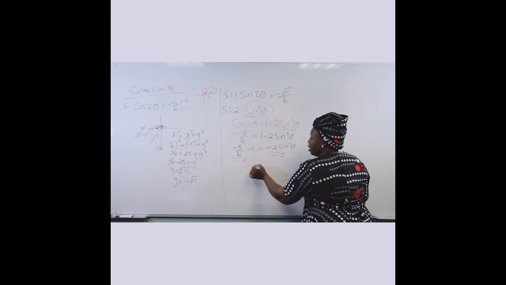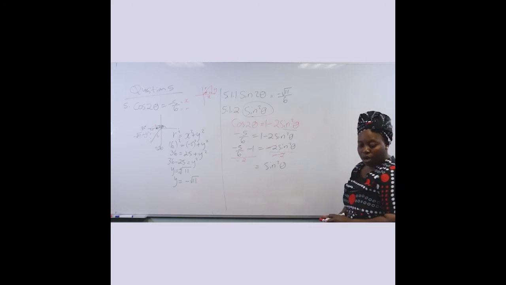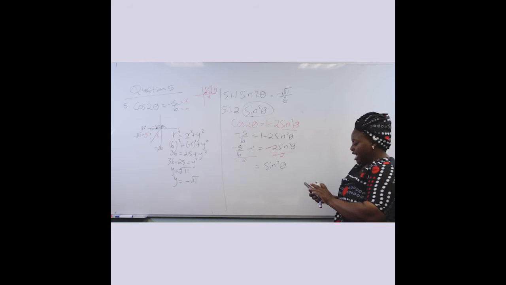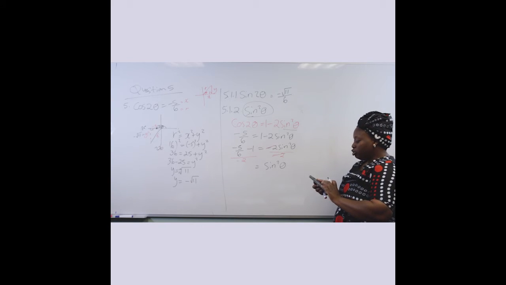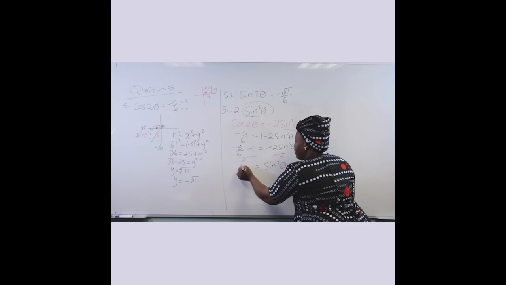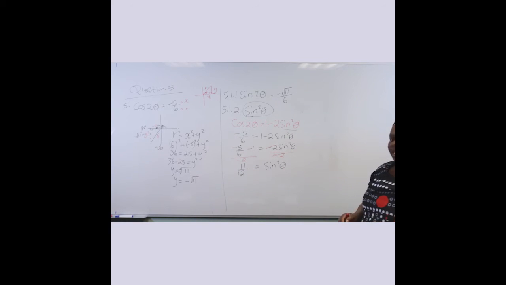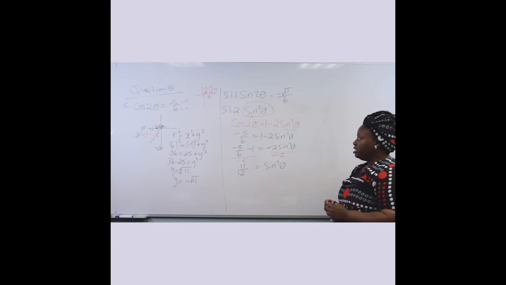You guys can use a calculator, then you'll get what sine squared theta equals. Punch it as it is on the calculator. Just use your fraction buttons twice, and it will give you what you are looking for. Let me quickly do it on the calculator so that we don't waste time. Remember, the calculator is one of the things that saves time. So it's giving me 11 divided by 12. So that means sine squared theta equals 11 divided by 12.